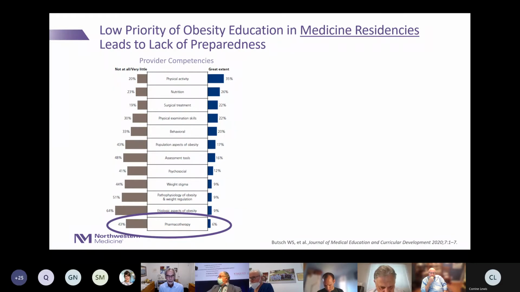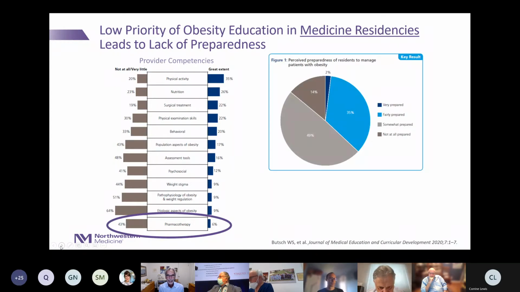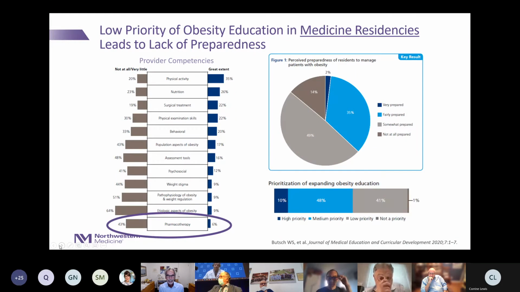Next animations, please. And this is looking at perceived preparedness. 49% were not prepared at all. These are the program directors, the training directors. They said almost 50% of their residents were not prepared at all to treat patients with obesity. And if you look at prioritization, 41% said it's not a priority. So we got a lot of work to do.